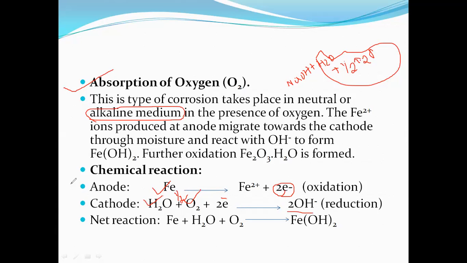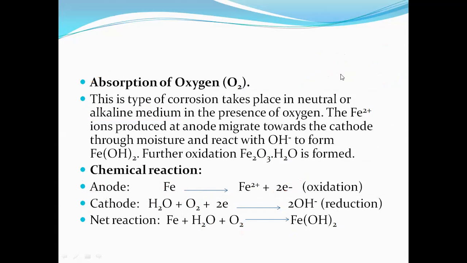Simple. Iron metal surface is anode. Iron metal surface is oxidized and the solution medium is reduced. Loss of electrons is known as oxidation and the gain of electrons is known as reduction. Then what is happening here? Iron, in aqueous condition, absorbing the oxygen gives rise to ferrous oxide.